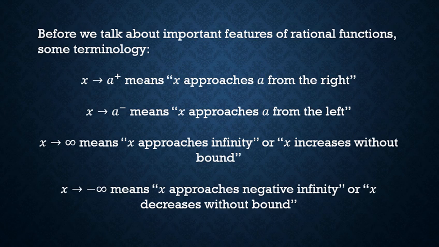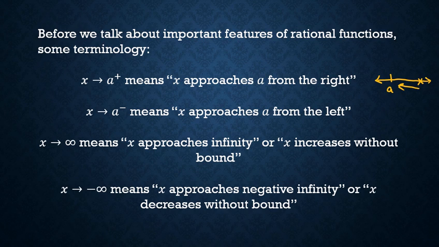If I draw a very short real number line here, here's my specific x value a. If I start somewhere to the right of a, and then I move to the left towards that a value, that's what we mean by x approaches a from the right. We're looking at x values that are greater than a, and we're moving towards a.